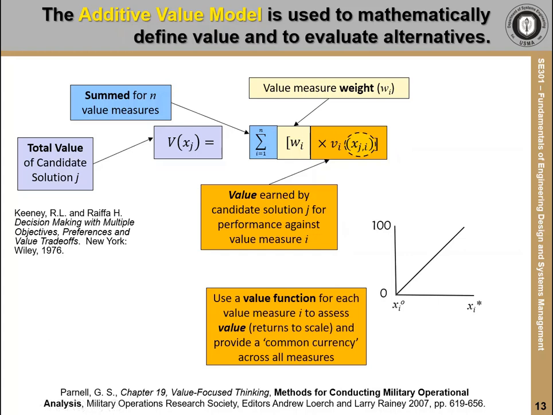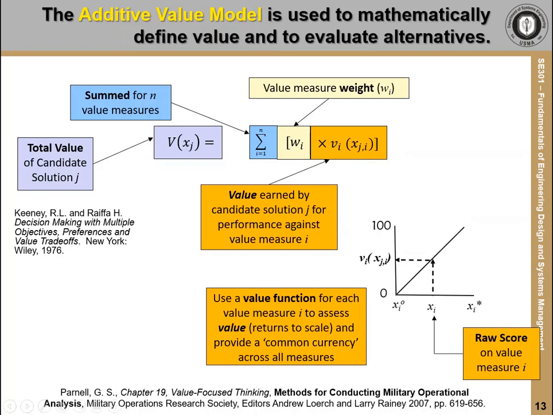The xji represents the raw score that the candidate solution j gets on value measure i. We'll take that raw score, we'll find its location on the horizontal axis of the value function graph for value measure i, and then we go up to the curve and over to the vertical axis to find the value score associated with the raw score. And that is the number that we use in the equation for Vi of xji.